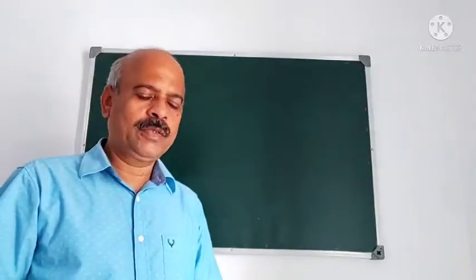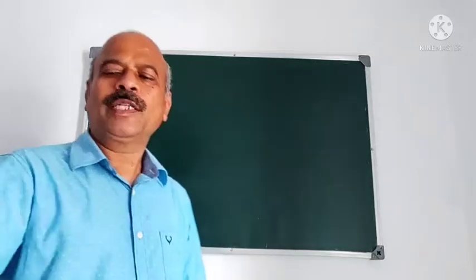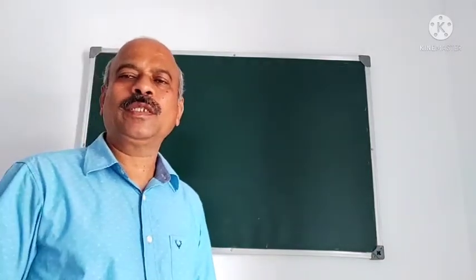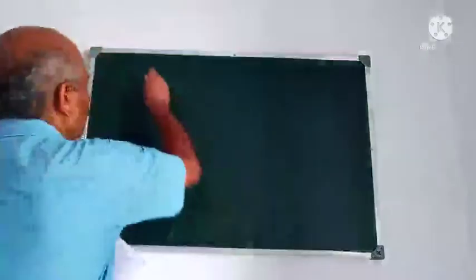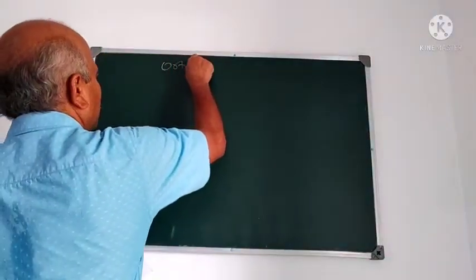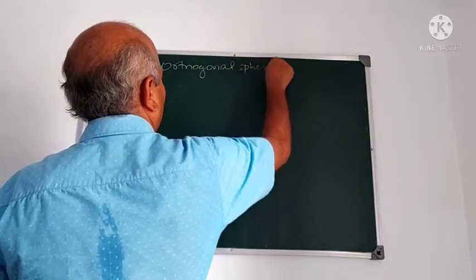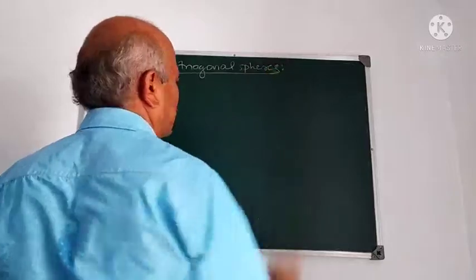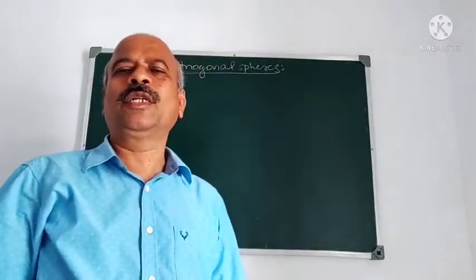Today's topic on spheres is orthogonal spheres. First I define what is the angle between the two spheres, then we define orthogonal spheres. The results in spheres are analogous to that of circles.